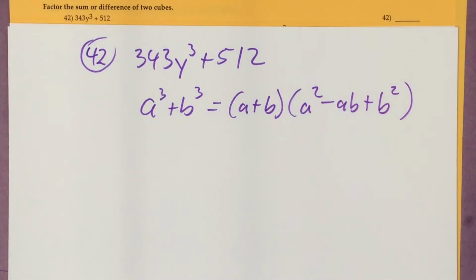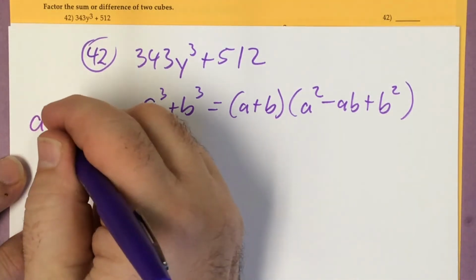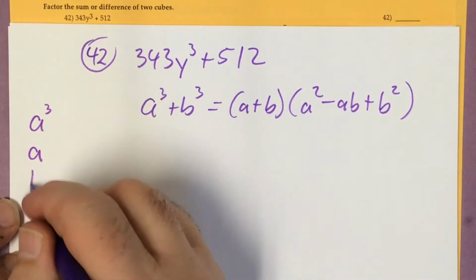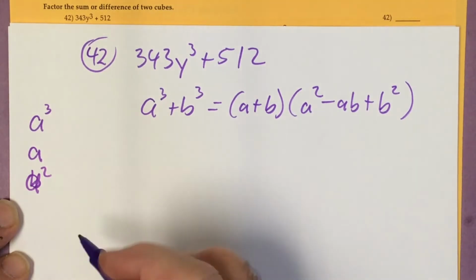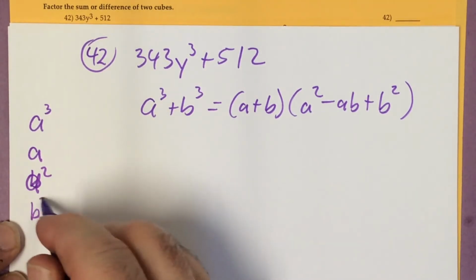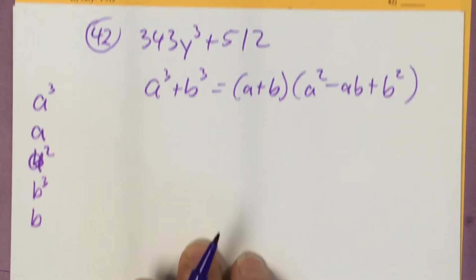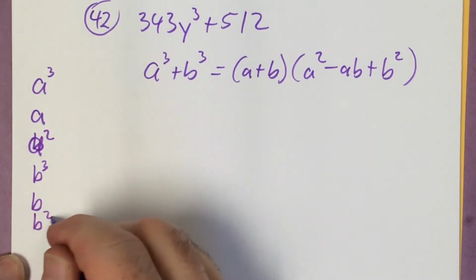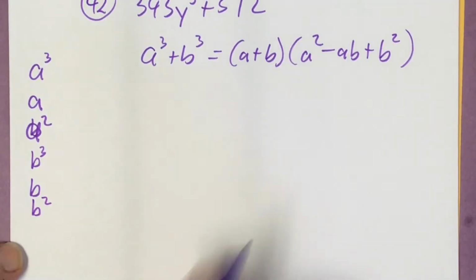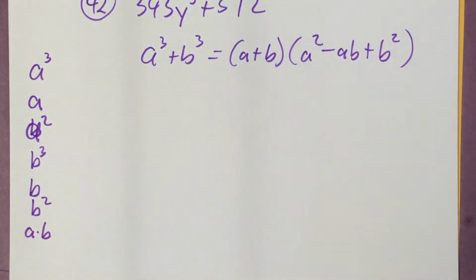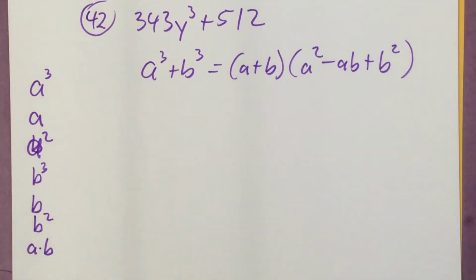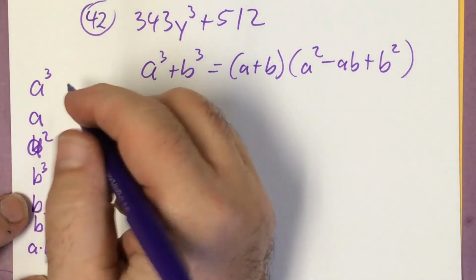And as I mentioned in the videos where I teach this, we're actually going to figure out each of these parts all to the side. I want to know what a to the third is. I want to know what a is. I want to know what a to the second is. Then I want to know what b to the third is, what b is, and then what b to the second is. After that, the last thing I'm going to want to know is what is a times b. As I figure out all these missing pieces, it's going to help me to substitute into that formula to get this done.